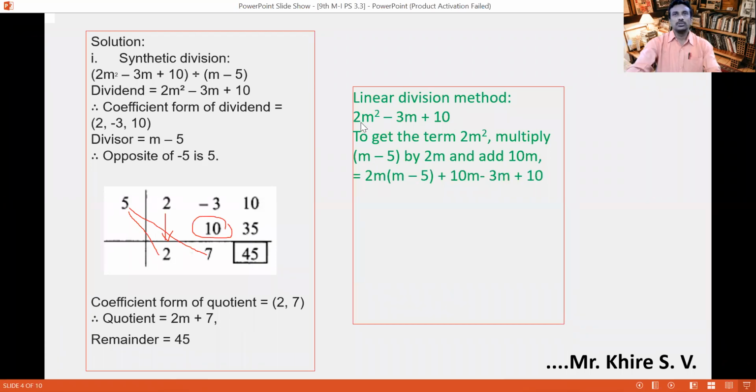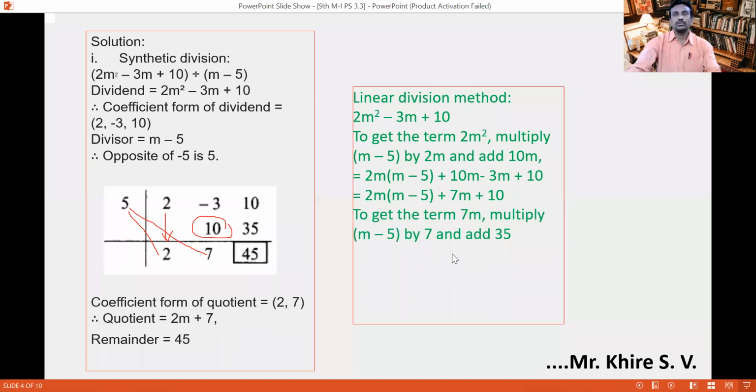Now here, 2m into m minus 5: 2m into m is 2m square, and 2m into minus 5 is minus 10m. Minus 10m, and add plus 10m, because they will get cancelled. Minus 3m plus 10 as it is. Now next, 10m minus 3m is 7m plus 10. Now to get the term 7m, we have to multiply m minus 5 by 7.